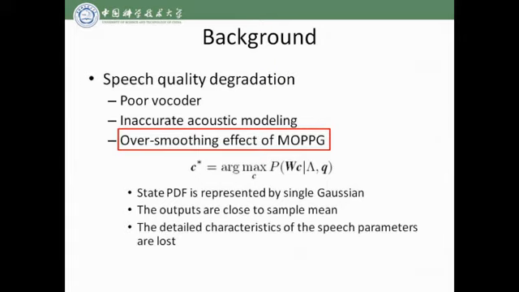Sorry, why do you want to do that instead of just doing sampling? I think the motivation is the over-smoothing effect of the conventional maximum output probability parameter generation algorithm. If we just use this kind of output probability to evaluate whether this sequence is good or not, then it will cause some over-smoothing problem. Right. In this case, you only use the mean. Yes. But if you also use the variance, just like what Toda did.